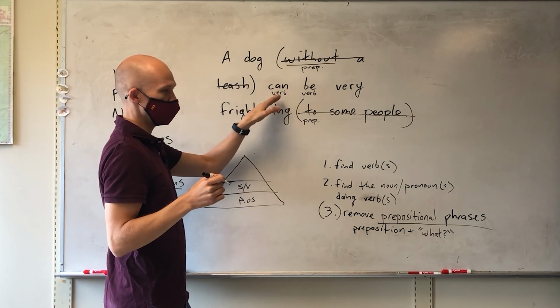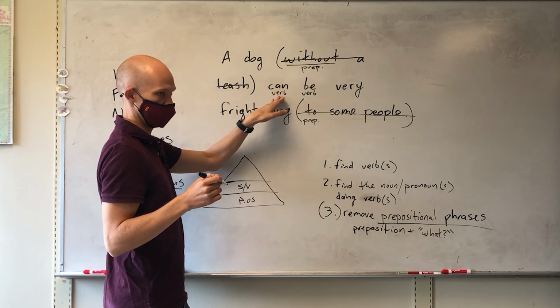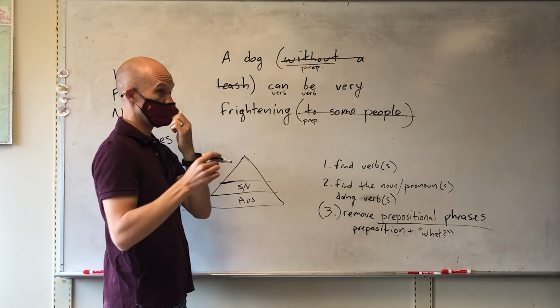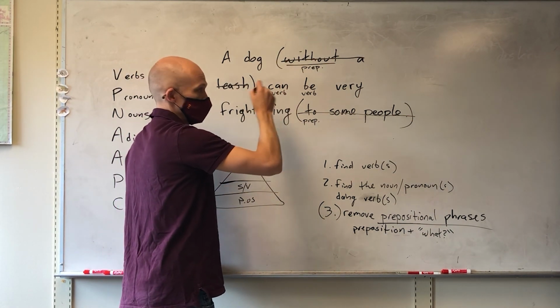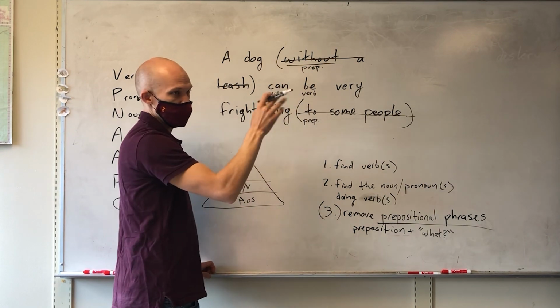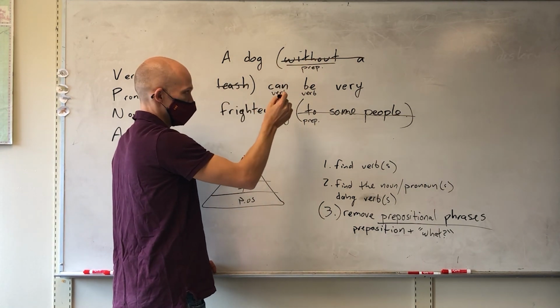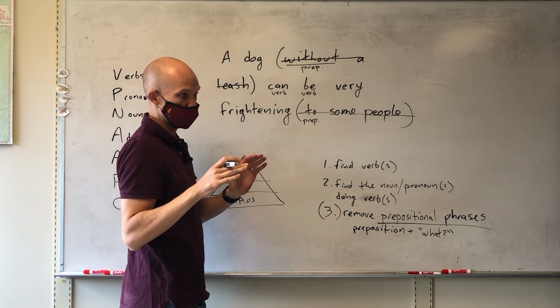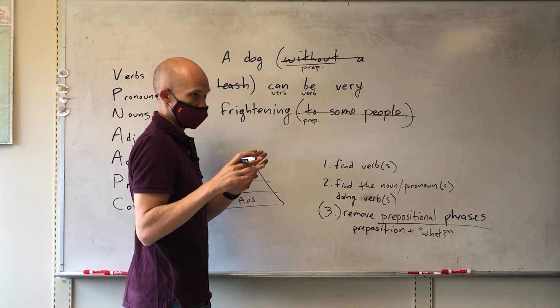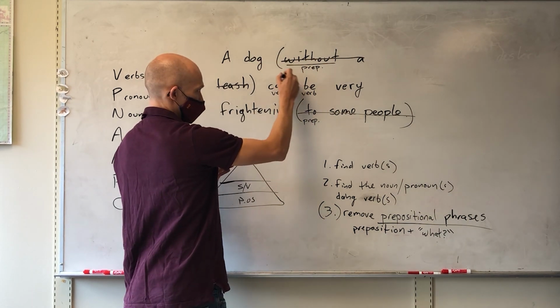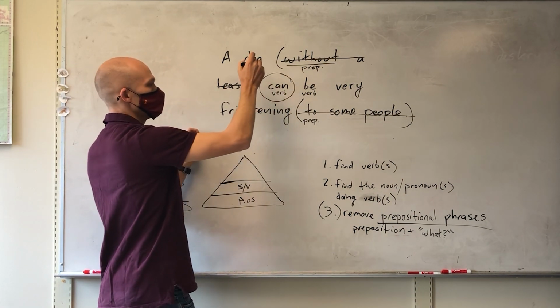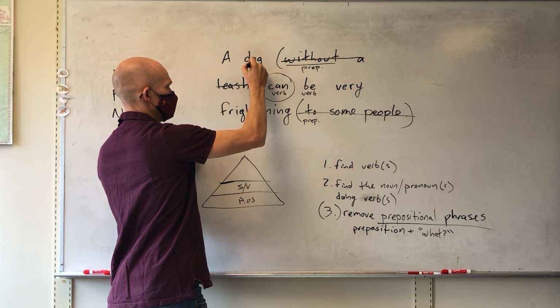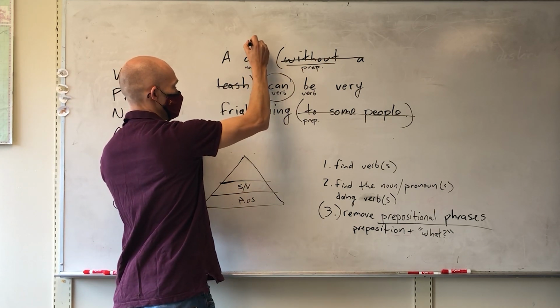So can be, who or what is doing the action of can? The dog. Dog. And on tests, if I'm asking you to identify subject and verb, I'll say, in case of multiple verb phrases, select only the first verb in the phrase. So you'll just choose can, and then who or what's doing it, this noun, dog, so that's the subject.